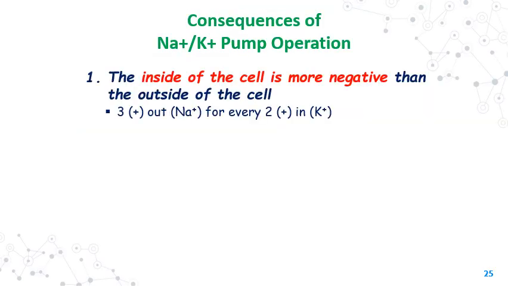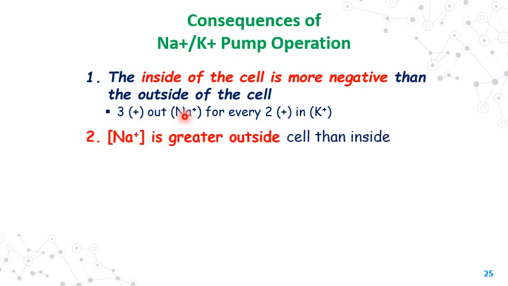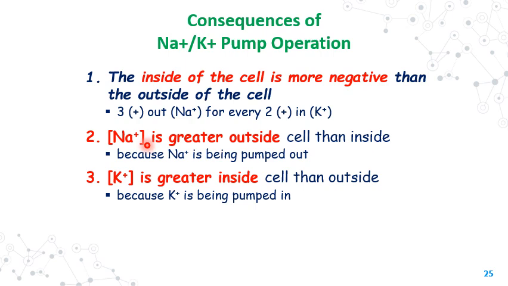Consequences of sodium-potassium pump action. Inside of the cell is going to be more negative because you're going to have more positive charges outside of your cell. Okay? Because remember, both sodium and potassium, each one of those ions have 1 positive charge. Pump 3 out, 2 in, you're going to have a charge imbalance. All right, so sodium out, potassium in.